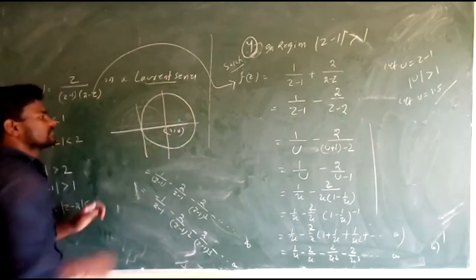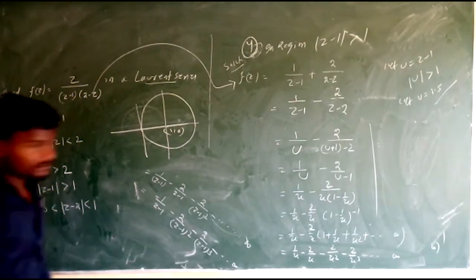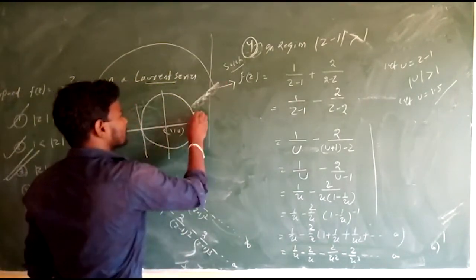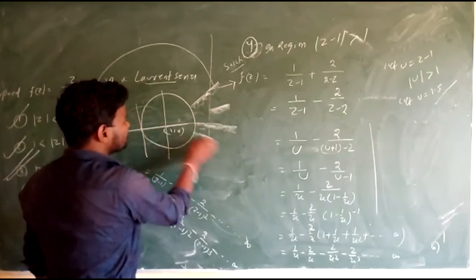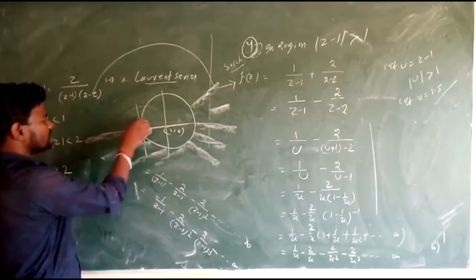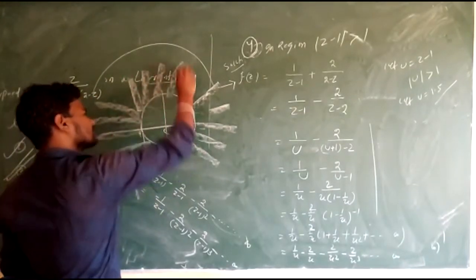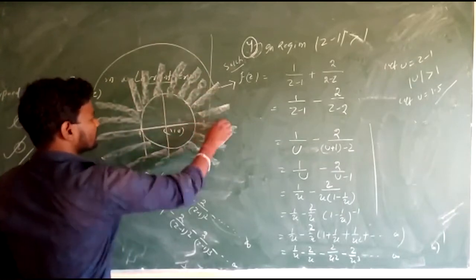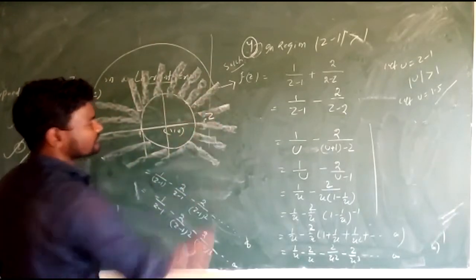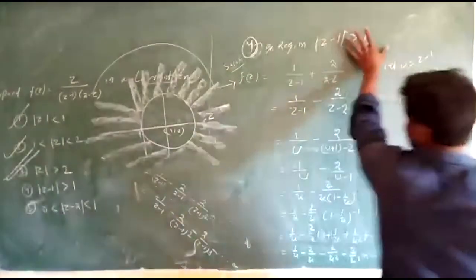convergence. Center is 1, also radius is 1, but is this the interior of the circle or the exterior? Exterior. So we find the outside of this circle. We check the outside of that circle. Whatever z, z must be here in this region. So mod z minus 1 greater than 1.